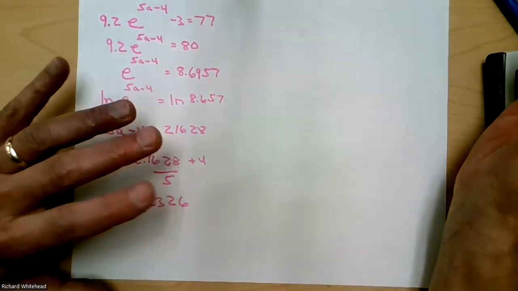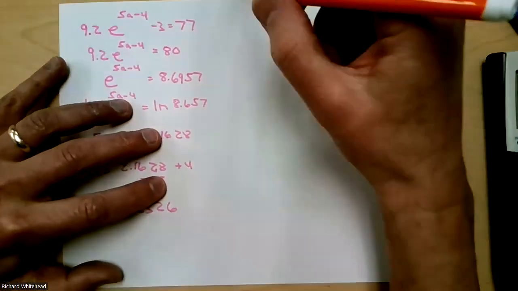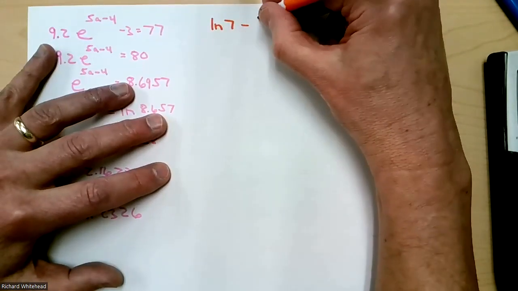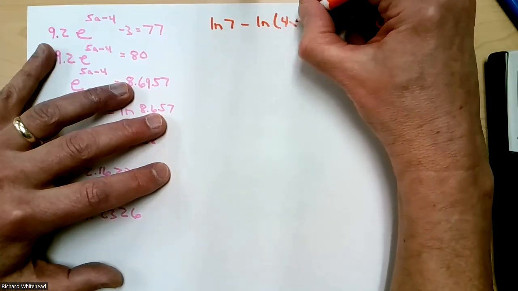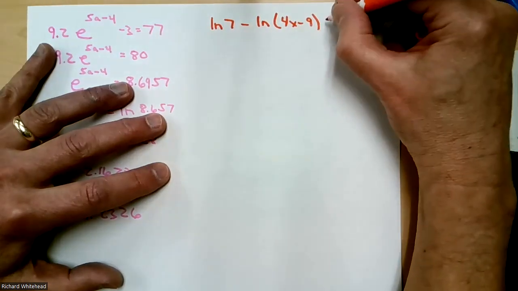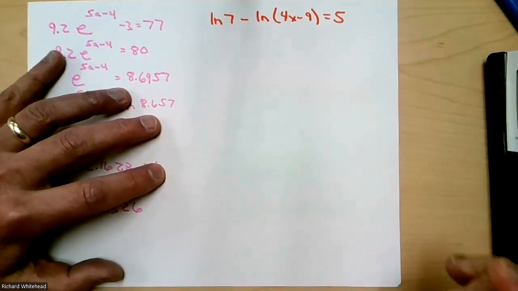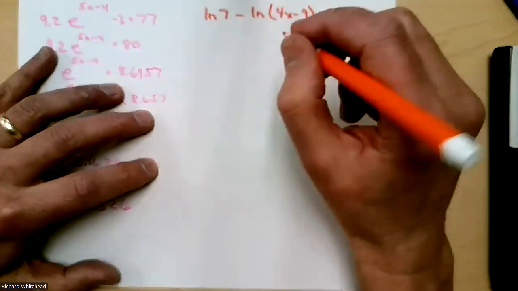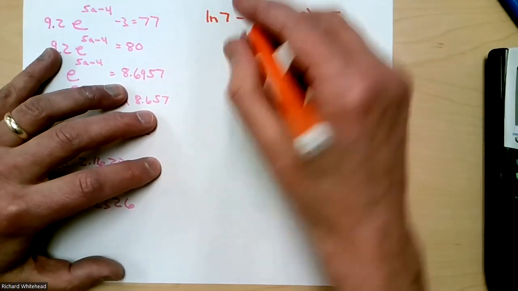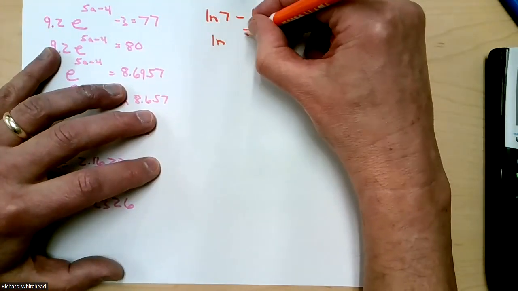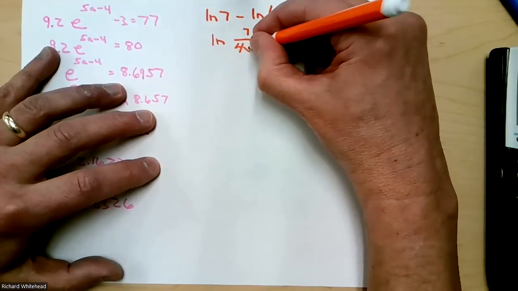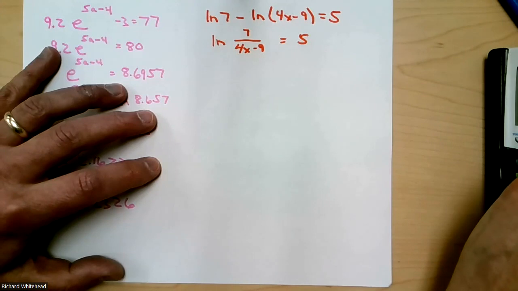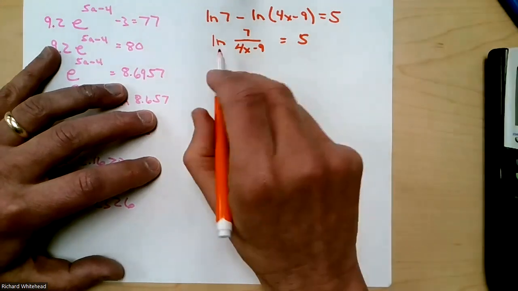Okay, now let's do something with an ln. You're thinking, what the heck? Something like this. ln 7 minus ln (4x minus 9) equals 5. And you're like, what the heck? How are we supposed to do this? Well, here's what we do. We know our rule for condensing. So that would be ln of 7 divided by (4x minus 9). And then you're thinking, uh-oh, where do I go from here? Well, here's where you go.